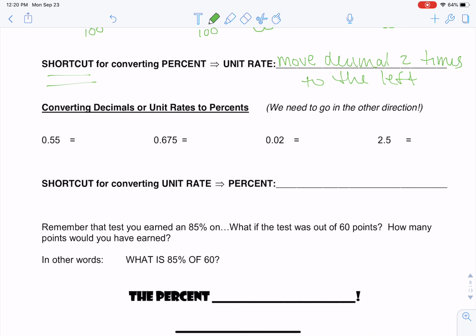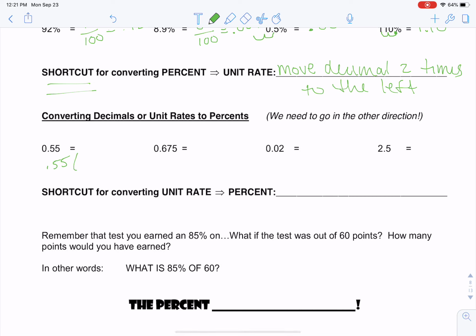Okay, so that's converting percents to decimals. Let's go the other way now. If I have a unit rate or a decimal and I want to change it to the percent, let's talk about how we would do that. Here I'm going the other direction. The long way would be to do 0.55 times 100. Pull out my calculator. It gives me 55%. Same thing here. Multiply this by 100. It would give me 67.5%.